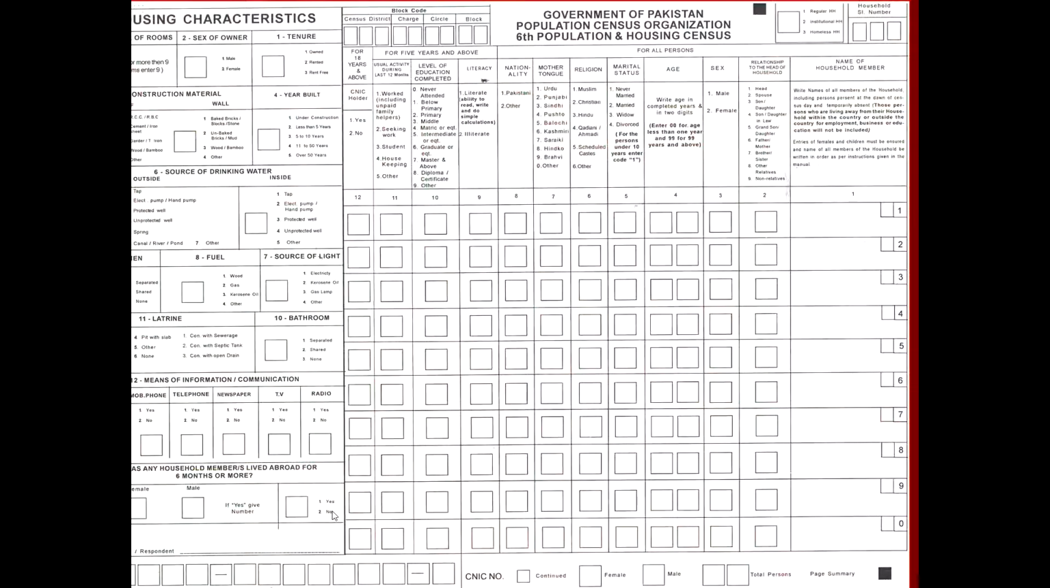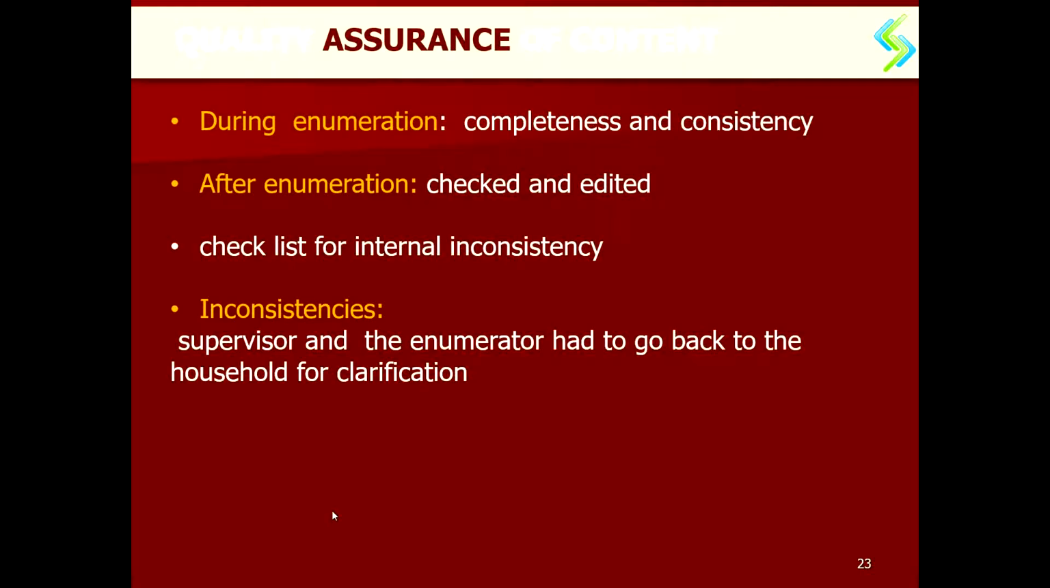This is the English form which is present, but usually the form which was used during the census of 2017 was of Urdu nature. So during enumeration, it was monitored that the complete data for all households was collected, and it was consistent and it had no mistakes. After enumeration, the field monitor checked that it had been filled completely and accurately, and if there was any misinformation, it was edited.